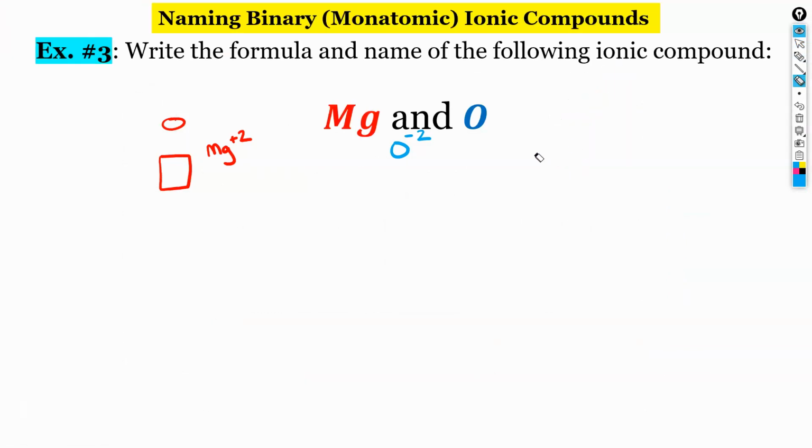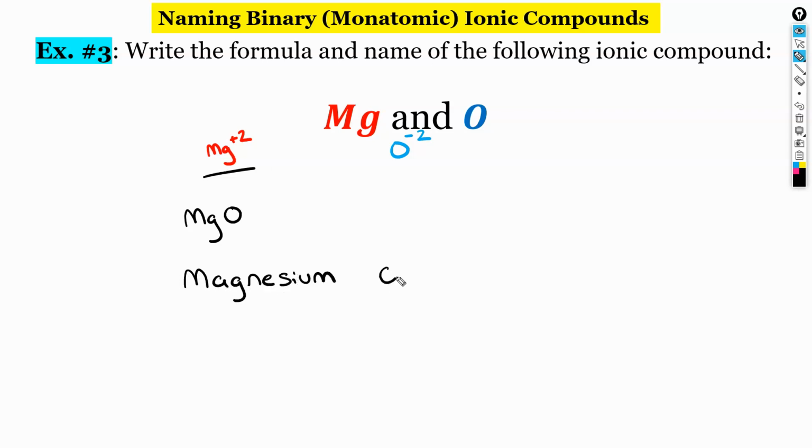So to make this work, we're going to need one of each because it's already -2 + 2. So it'll be M, G, and then O. Remember, our cation goes first. And then for our naming, it's going to be magnesium. And then we have oxygen.